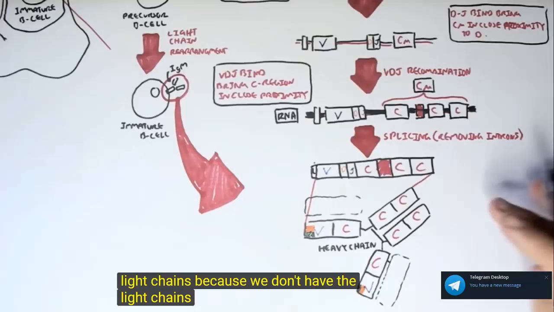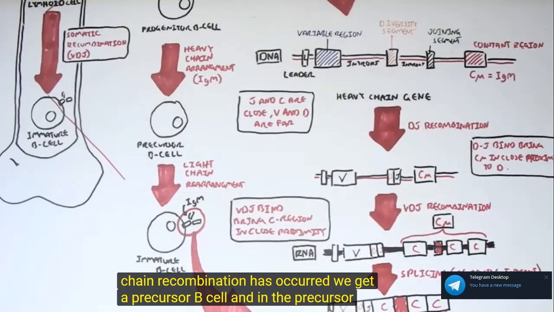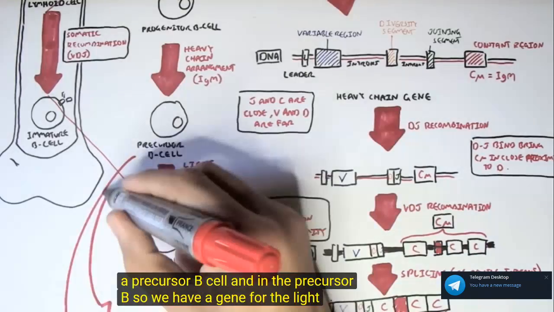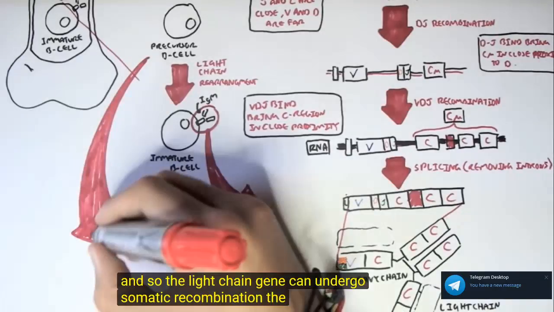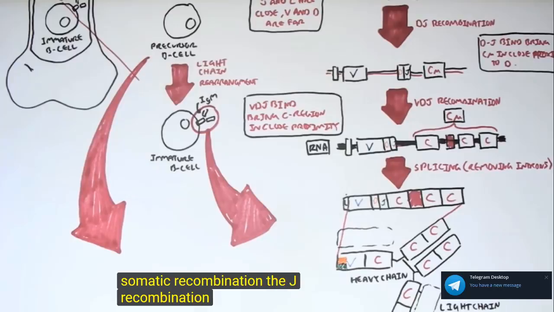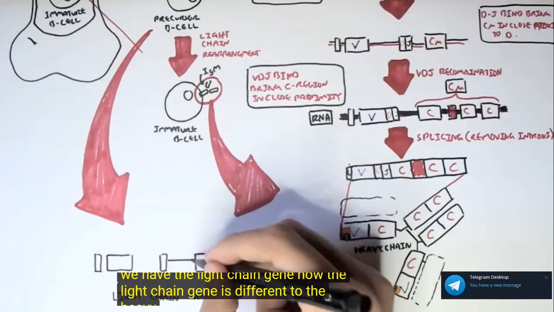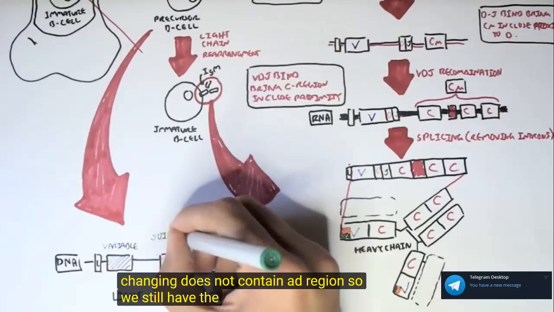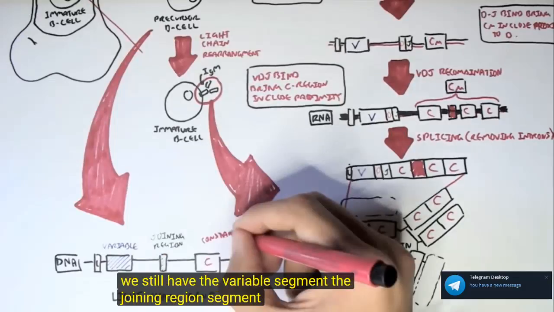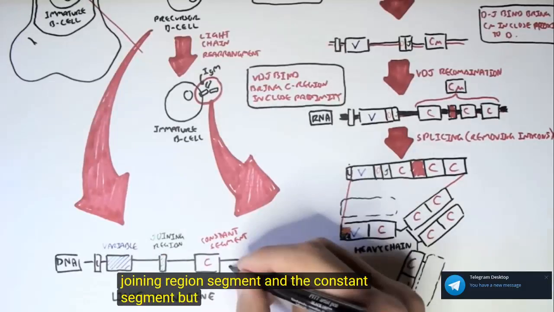Well, after the heavy chain recombination has occurred, we get a precursor B cell. And in the precursor B cell, we have a gene for the light chain. And so the light chain gene can undergo somatic recombination, VJ recombination. Now the light chain gene is different to the heavy chain gene in that the light chain gene does not contain a D region. So we still have the variable segment, the joining region segment, and the constant segment. But we don't have the diversity segments.